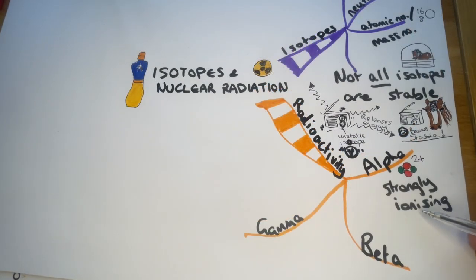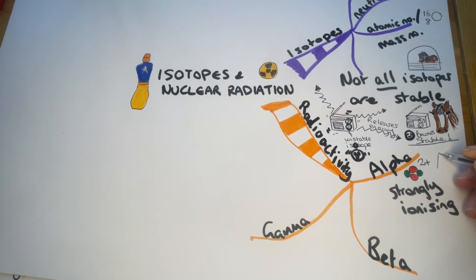Now, even though this is strongly ionizing, alpha particles can be stopped pretty easily. The only thing you need to stop an alpha particle, alpha radiation, is a sheet of paper or even your skin, your hand. So it's stopped pretty quickly. So it's really strongly ionizing, but you can stop these very quickly. So you can either draw here a sheet of paper. Oops, sorry.